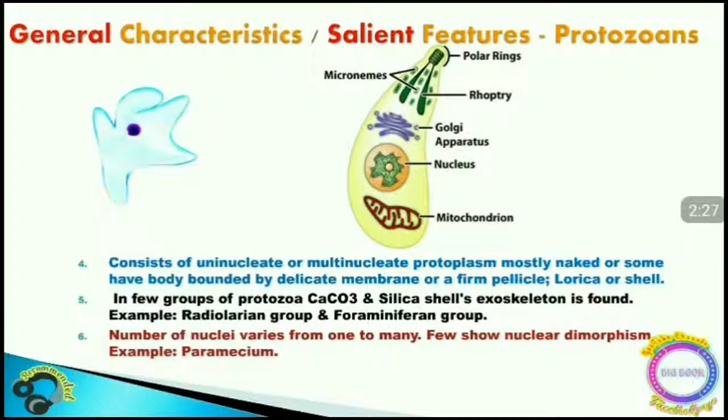Lorica or the shell, you can understand the delicate membrane and the firm pellicle, but the lorica or the shell is the calcium carbonate form of the exoskeleton or the firm leather form of the exoskeleton. It is not the leather, but lorica refers to one of the other meanings of the leather form of the outer covering. In few groups of protozoa, calcium carbonate and silica shell exoskeleton is found. The examples are the Radiolarian group and Foraminiferan group. These are the two groups which have silica shells, that is, of calcium carbonate.